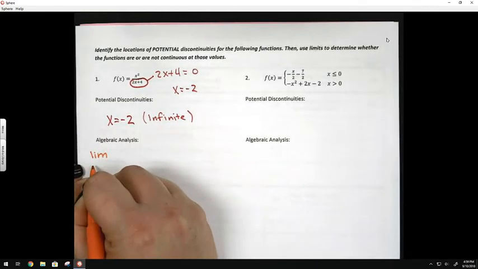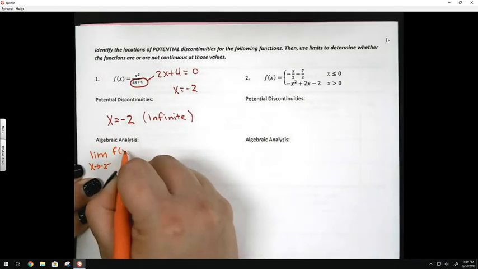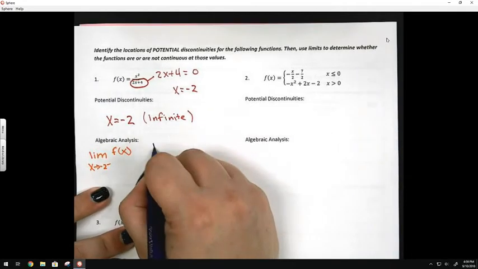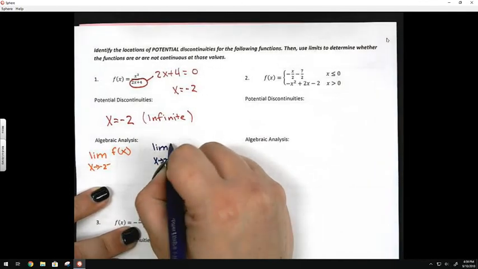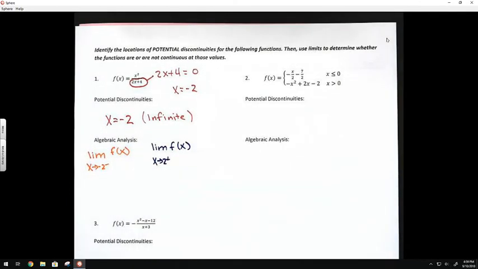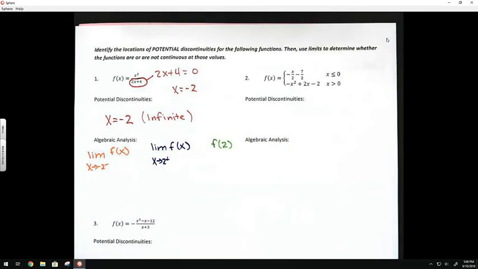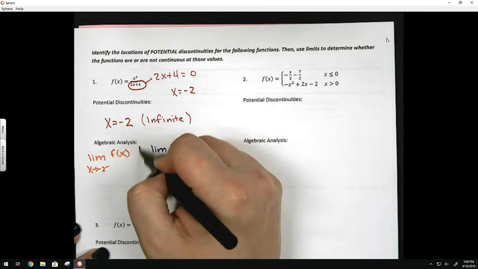So the limit as x approaches -2 from the left of f of x. And then we're going to look at the limit as x approaches -2 from the right. And then lastly, we're going to be looking at the actual function value at -2. So this is the algebraic definition of continuity. These three values have to equal each other. So we're going to decide if they are.